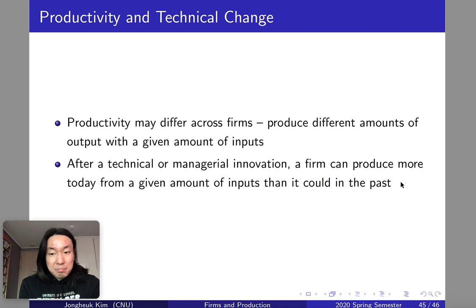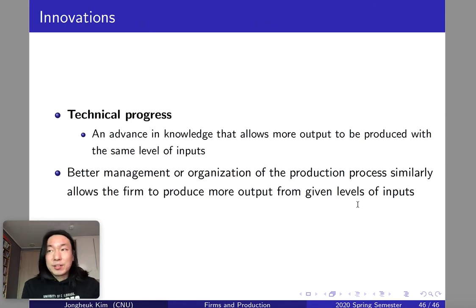Different firms will have different technology or different productivity. And these technological changes can be affected by innovations or other factors like management skills, government policy, or R&D, many things which cannot be explained by the model we have studied in this chapter. So we can just briefly discuss it with many abstractions.